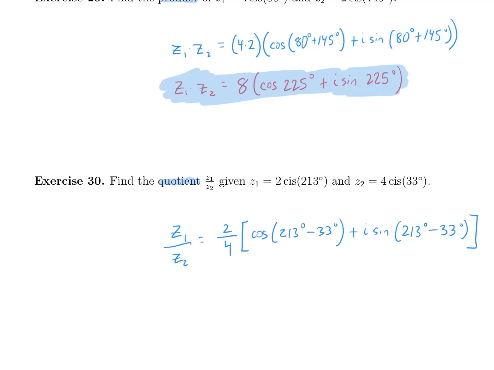Okay, once you do that, you should end up with 2 divided by 4 is 1/2. Cosine 213 take away 33 is 180 degrees. And that will do it. So that's what we've got to do when we're dividing.